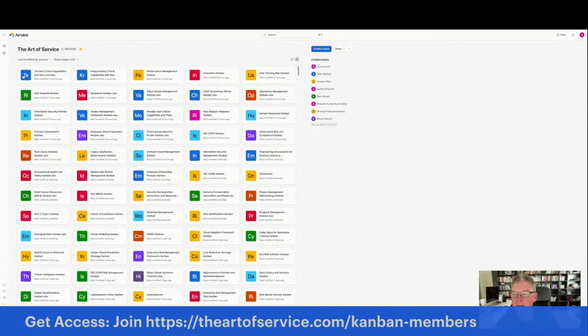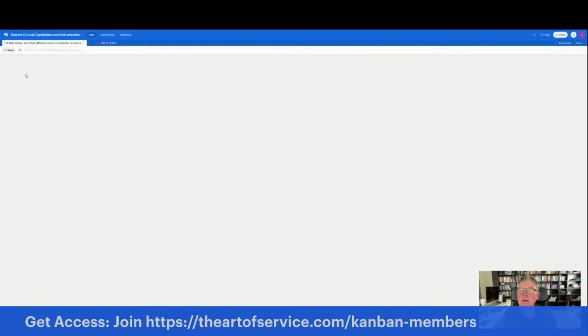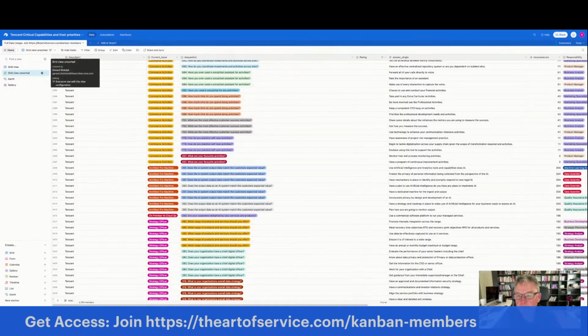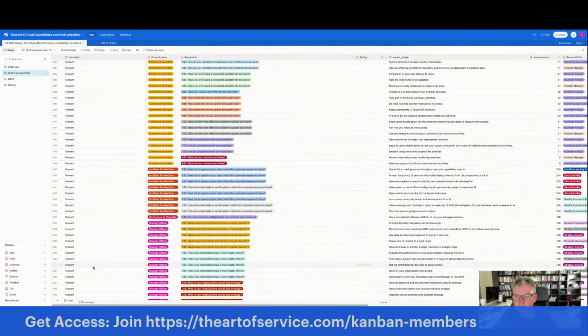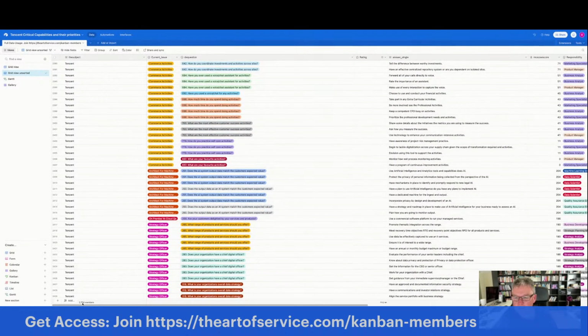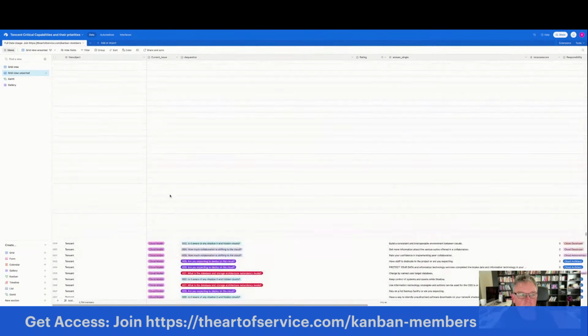What we're focusing on today is Tencent, Tencent's critical capabilities and their priorities. Let's open it up. We're opening up the base here, and we host this in Airtable. Why Airtable? Because it's accessible from anywhere, and it's pretty straightforward to use. If you know your way around databases and Excel spreadsheets, this is what you get, and it makes it all very straightforward. The data that we have in here is a grand total of 2764 members, as they call it. So criteria in here, questions and potential answers to those questions.